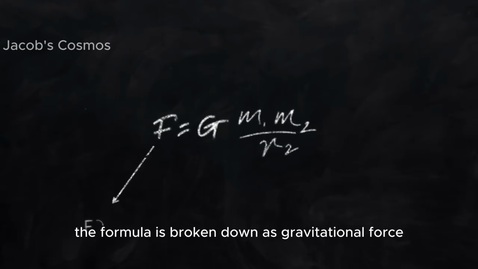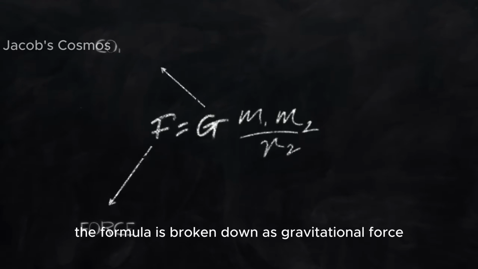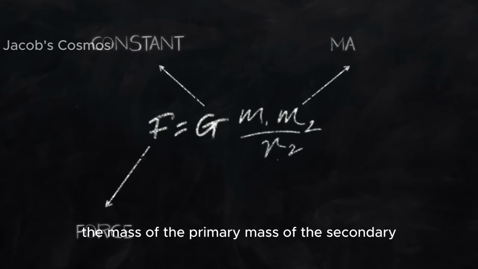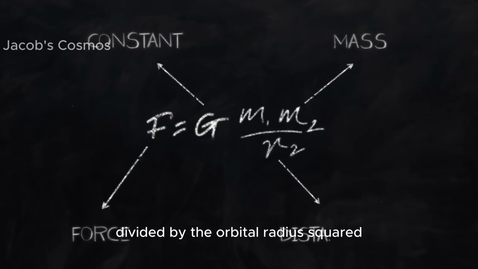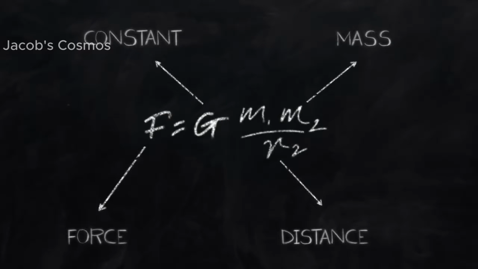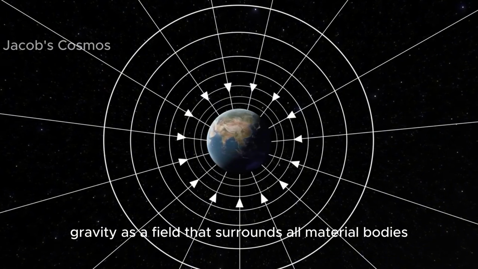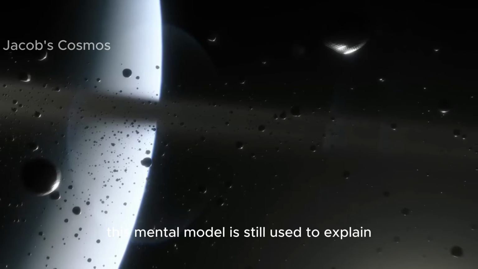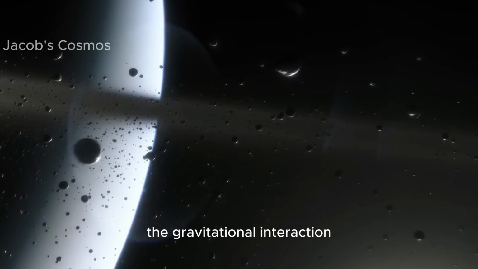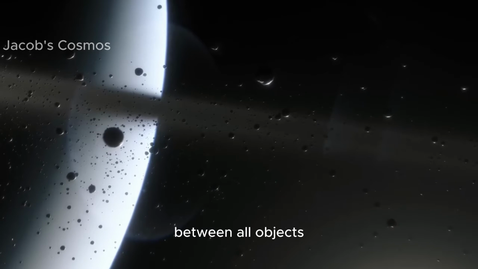The formula is broken down as gravitational force, the mass of the primary, mass of the secondary, divided by the orbital radius squared. By the way, Newton tried to model gravity as a field that surrounds all material bodies. This mental model is still used to explain the gravitational interaction between all objects.